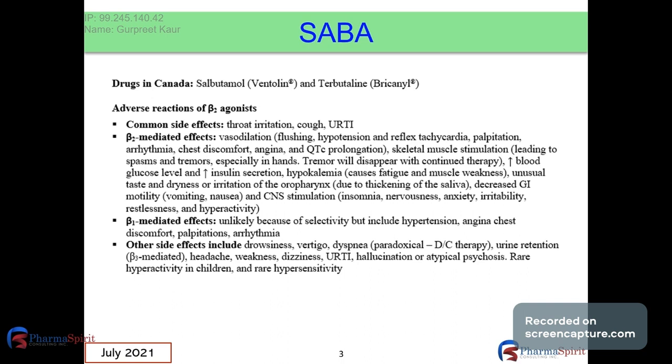Other adverse reactions include drowsiness, vertigo, dizziness, dyspnea. Dyspnea is paradoxical. Paradoxical means it's unexplained. We don't know exactly what causes dyspnea, and in this case, we will discontinue therapy. Sometimes we will give the drug to treat a condition, and all of a sudden the condition gets worse. If this happens, we typically discontinue the drug because this is a paradoxical side effect. Urine retention is beta 3 mediated. Also headache, weakness, dizziness, upper respiratory tract infection, hallucination, or atypical psychosis, rare hyperactivity in children, and rare hypersensitivity reactions. These adverse reactions apply to SABA and apply to LABA.